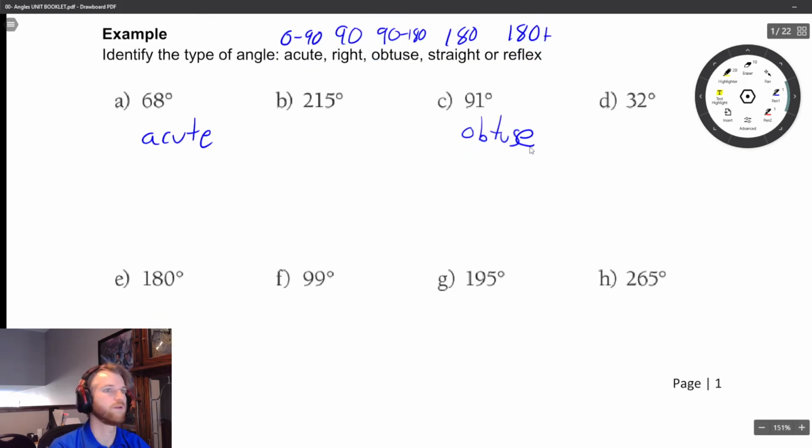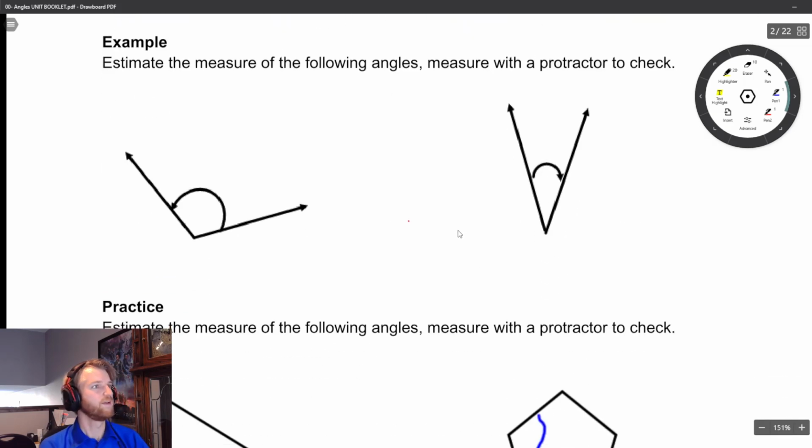There's an E for obtuse. So this example says to estimate the measure of the following angles and then measure with a protractor to check. Estimating is really important. If you can estimate the angle, it will help you make way fewer mistakes in this unit. So if I were to look at this, I estimate by my quarter turns, right? I know that this would be 90 degrees. Often we draw a little box there to show 90 degrees, but I know that that's a 90-degree angle. I also know that this would be a 180-degree angle.